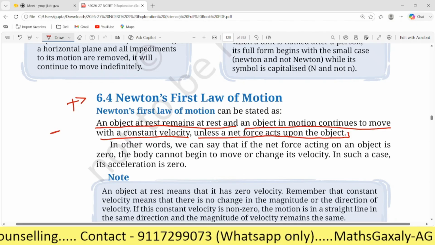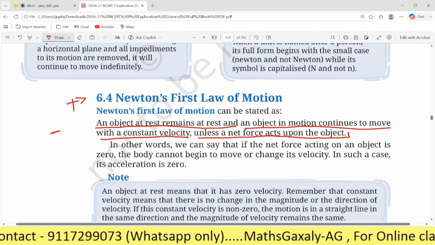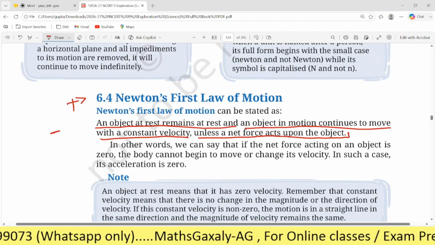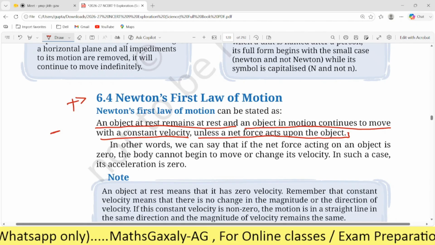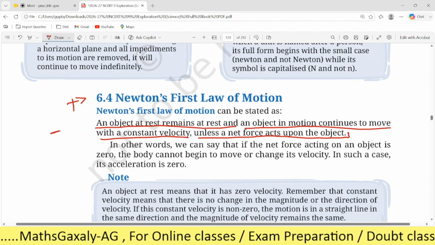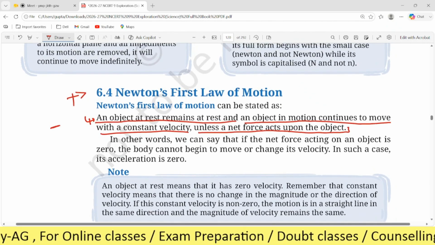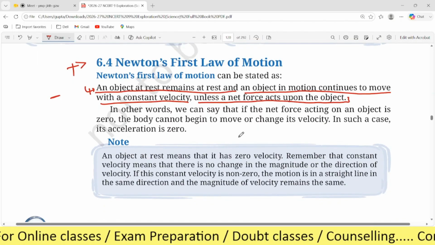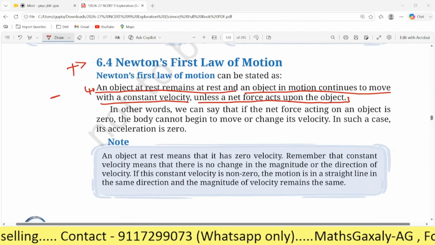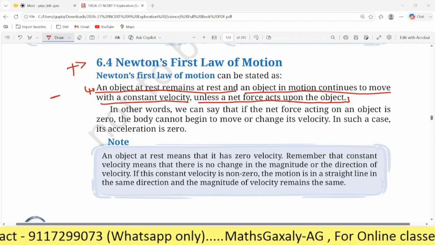But Newton sir said that an object at rest or in motion will continue its motion until or unless a net force acts upon the object. Is it clear? So did you understand the concept of Newton's first law of motion? Do you have noted this point? If not, then please note it down. Noted? So is there any doubt? No. Okay.